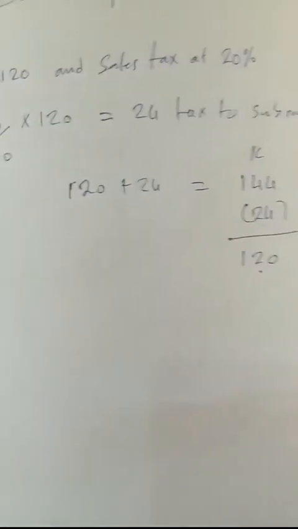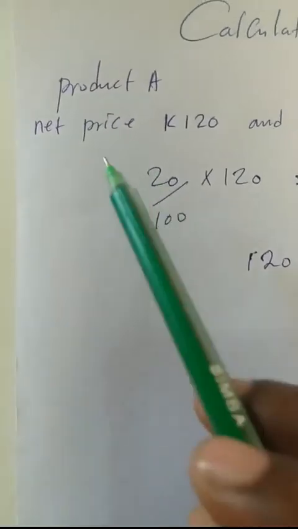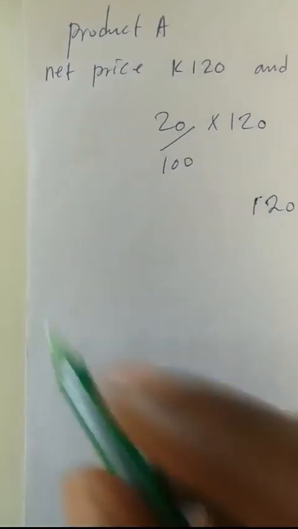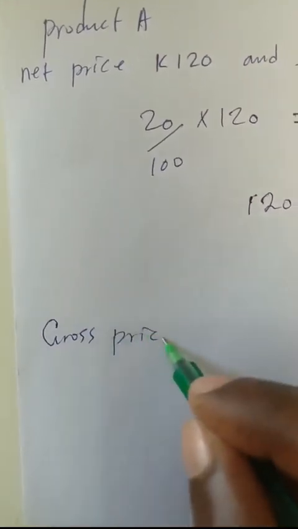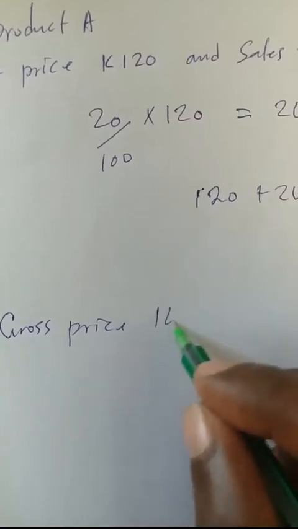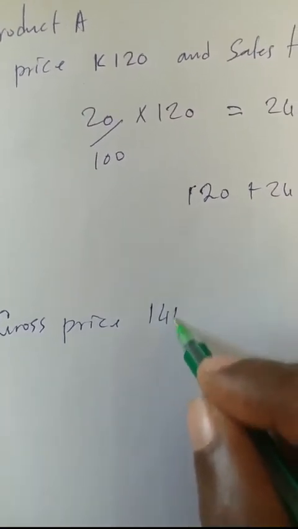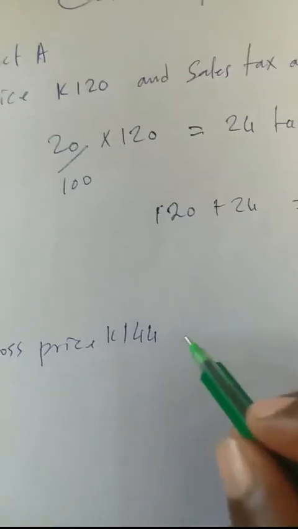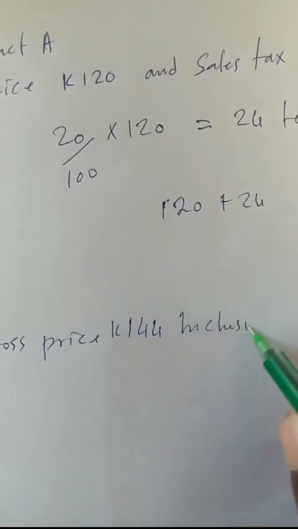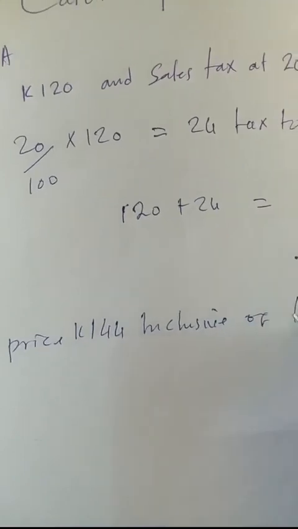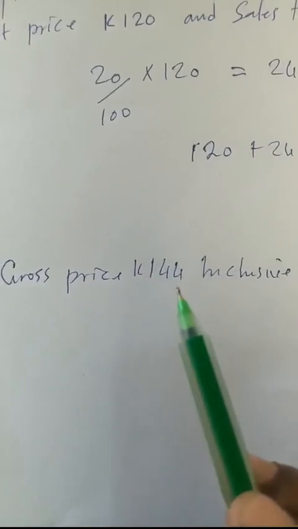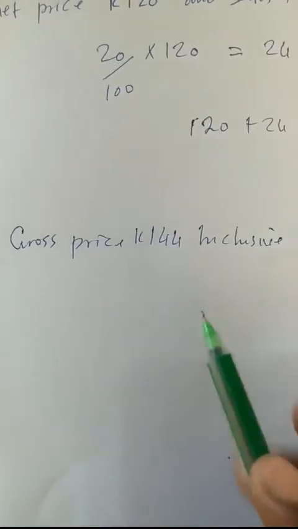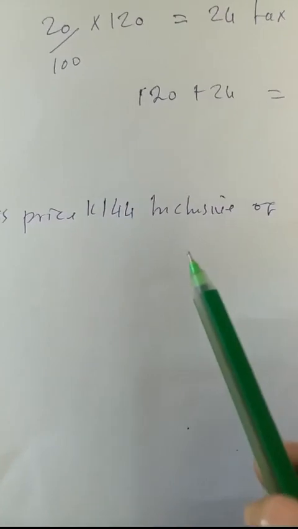Okay, so now here we had the net price 120 kwacha. So now let's say we have the gross price. We've been given the gross price. They are saying this product is 144 kwacha inclusive of tax. Inclusive of tax, meaning tax has already been added to this amount for the product A that we are selling. So now we want to know how much was the tax amount.